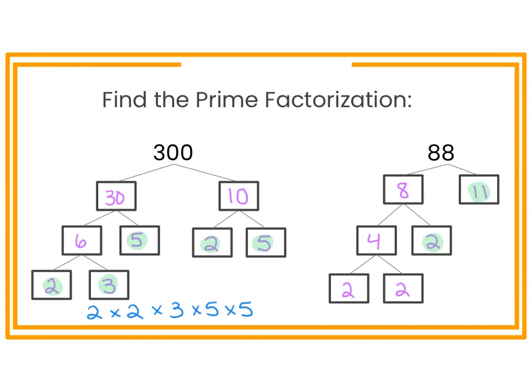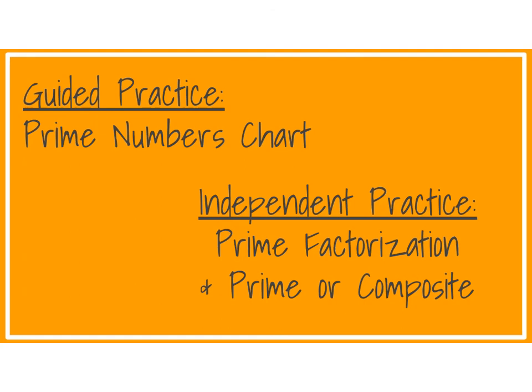Now I'm left with only prime numbers, so I'm going to circle them and then write them down below in order from least to greatest. 2 times 2 times 2 times 11. The prime factorization of 88 is 2 times 2 times 2 times 11. Now we will work on some guided practice together, and then you will complete some independent practice on your own.